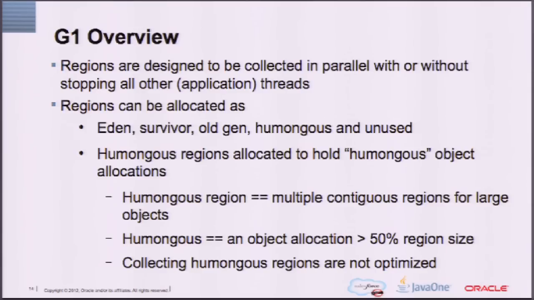As I mentioned earlier, these regions can be mapped to an Eden space, a survivor space, or an old gen space. One I haven't talked about yet is a humongous region, and an unused one, in other words, one that's currently not being used by any of these other areas. Humongous regions are set aside and allocated to hold humongous objects. A humongous object is an object that's larger than half the region size, and it's held in a set of contiguous regions. This is how we deal with very large object allocations that might be larger than, say, a region size.